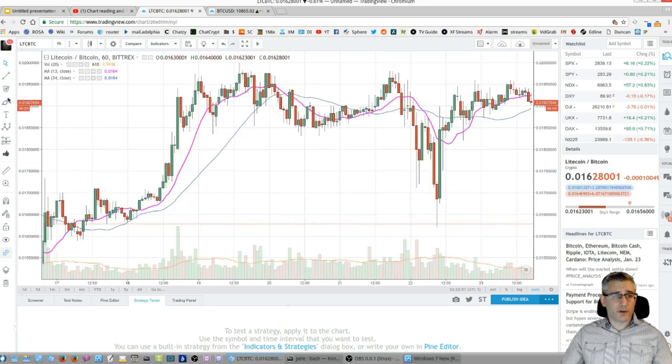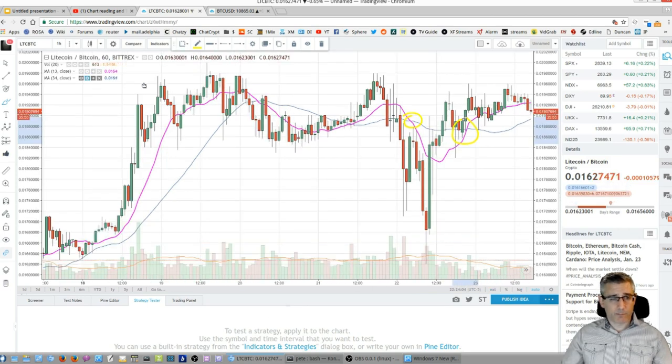Trying to find another one. Here's a good one. This is telling you get out. This is telling you get in. So they're not always perfect all the time, but they're a really strong indicator of when the price is going to turn around.